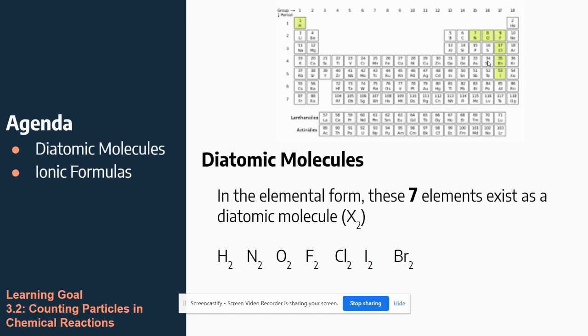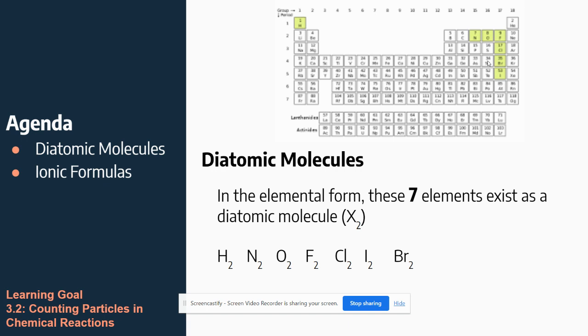These first five, hydrogen, nitrogen, oxygen, fluorine, and chlorine, exist as diatomic gases in their elemental state. So at standard conditions, fluorine will exist as F2 and it will be in the gaseous form. Chlorine, bromine, and then iodine. Iodine is a solid at standard conditions, and then bromine is going to be a liquid. But no matter what the state is, these seven are always diatomic. And you will need to know these seven.